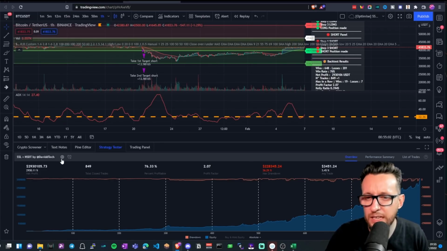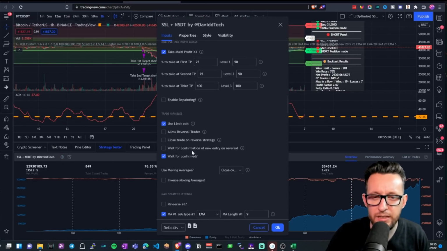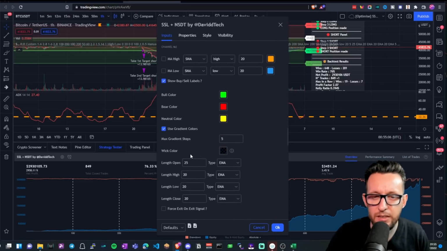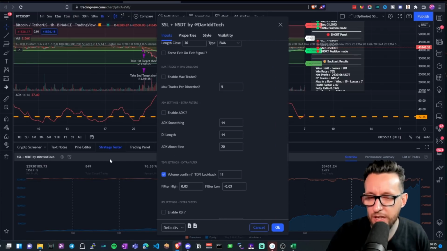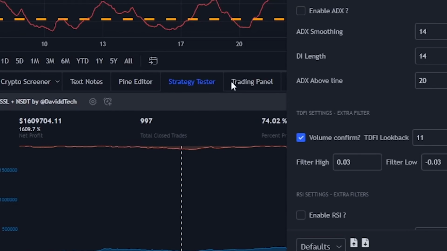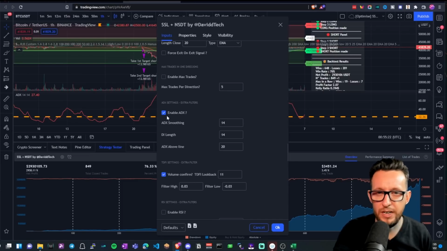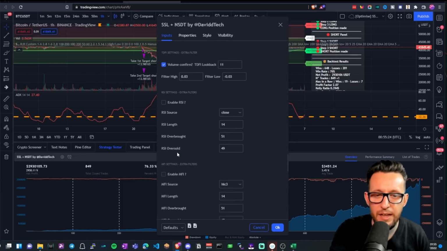If we go over to here and we remove the ADX, you'll see that it gives us results. Let's have a look here very quickly. By removing the ADX, we actually have lost 1000%. So as you can see, the ADX is absolutely brilliant at filtering out bad trades. And that's about it, really.